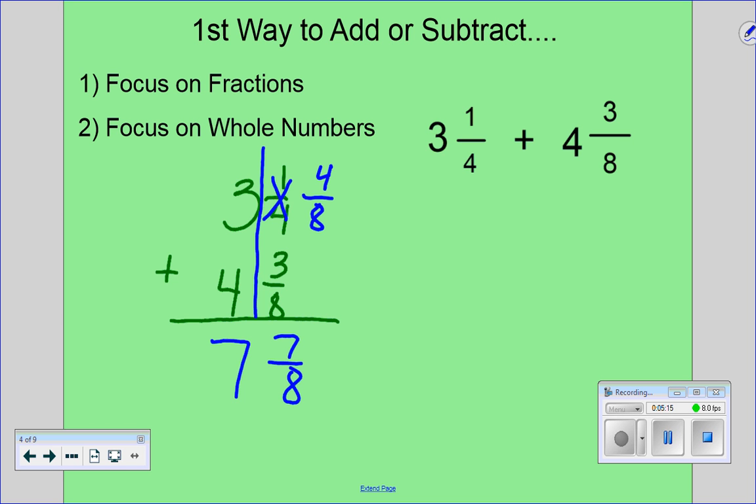Now let's say I add my fractions. Do I need to wait? Do you want me to wait? Yep.